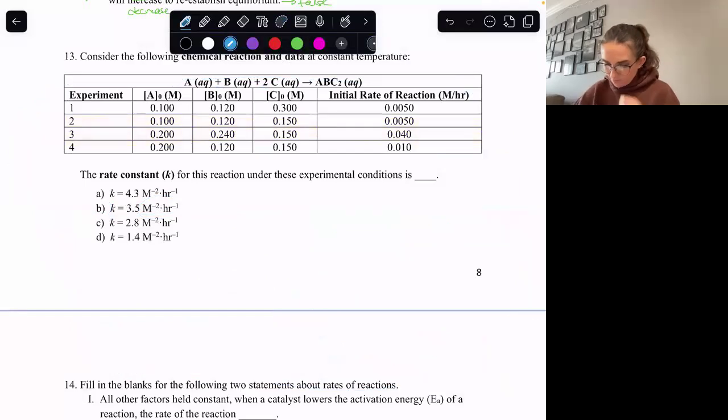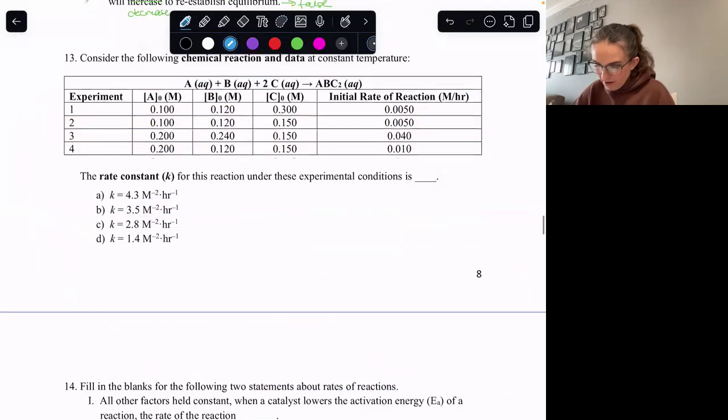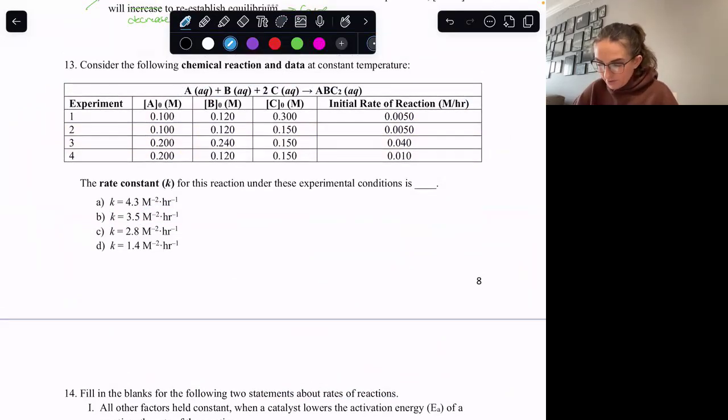So for 13, we have the chemical reaction, and then the rate constant for this reaction under experimental conditions. So we need to find the rate constant K. In order to find the rate constant, we have to find the orders of our reactants first. We cannot take the coefficients in front of the reactants from the balanced equation. We need to find it out experimentally. So if you're looking at A first, we're just going to move left to right. What two experiments are you going to look between to find how the rate changes with respect to the change in A concentration?